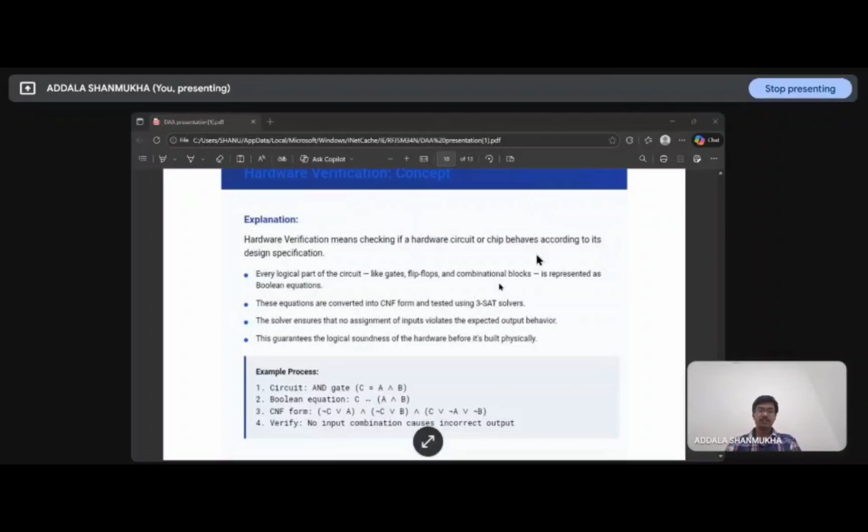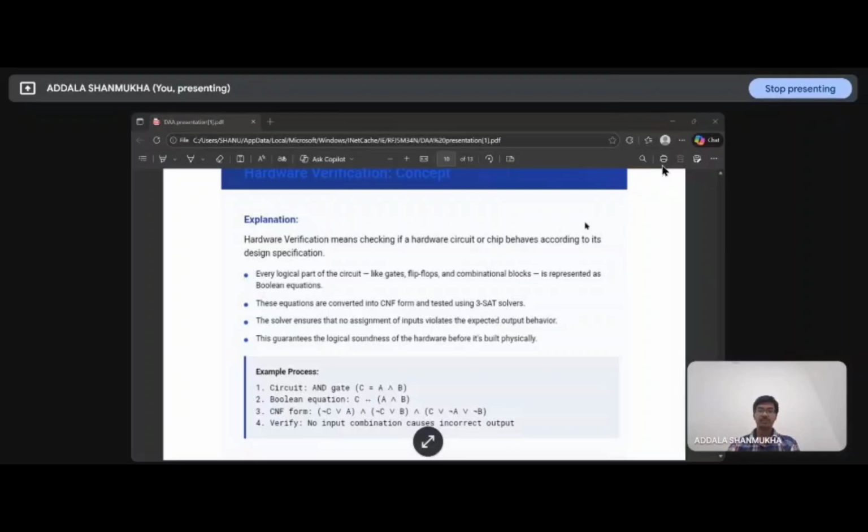Represent each gate logically. For example, for an AND gate, C is equal to A and B. Why this step? Because a circuit cannot be tested directly by a mathematical solver, but the equations can be converted from Boolean into CNF.